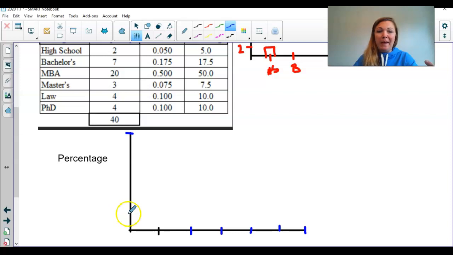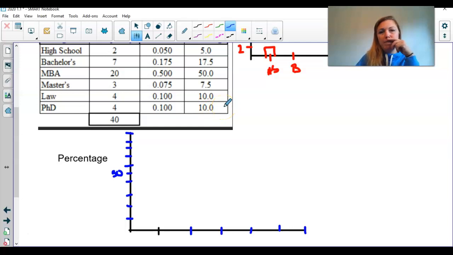Now, a percentage is always out of 100, so an easy way to do it is just to go by tens. So 10, 20, 30, 40, 50. I'm going to mark that as 50%. 60, 70, 80, 90, 100. Now, a little misleading there. It's not perfect amount of spacing, but that's okay for now.